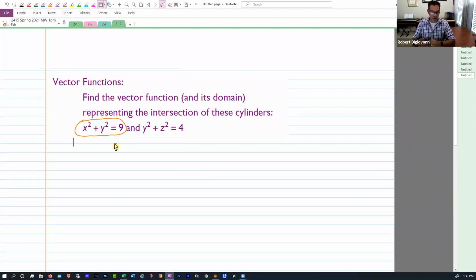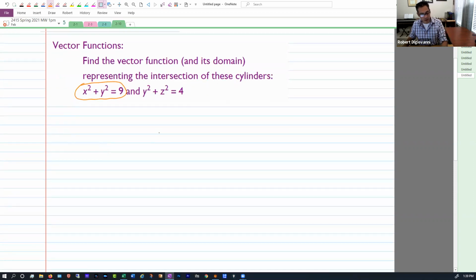Does this thing go along the z-axis? Does it come out the x-axis? Does it come out the y-axis? Do you know? The z-axis. Z, right? Because the z isn't here. Okay. So here's what I know. I've got a cylinder that's vertical like this, right? And it has a radius of 3.